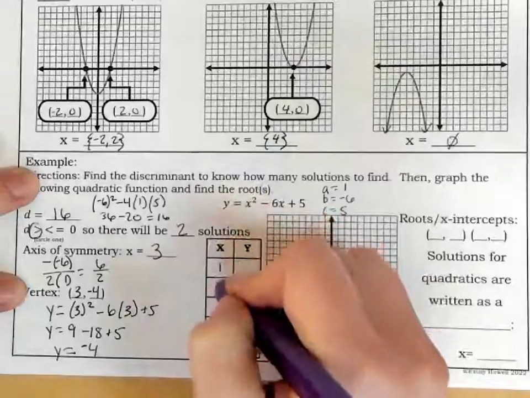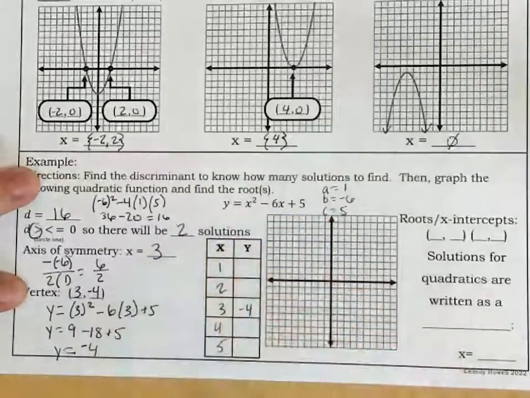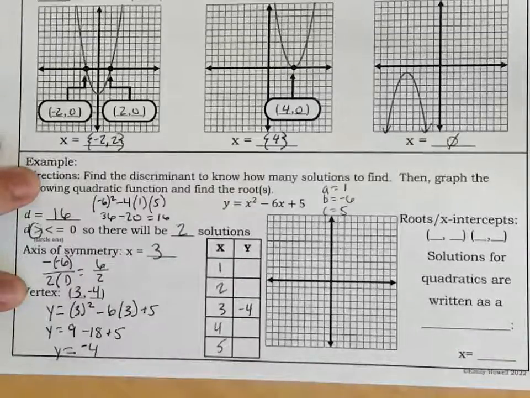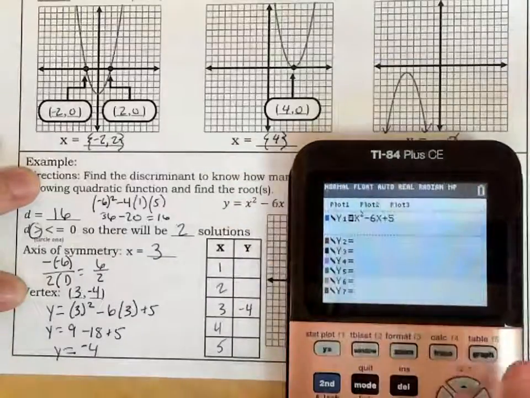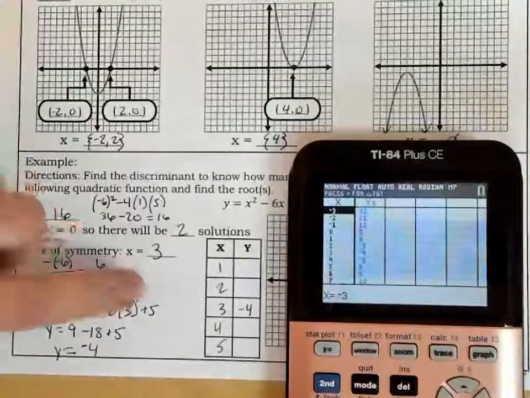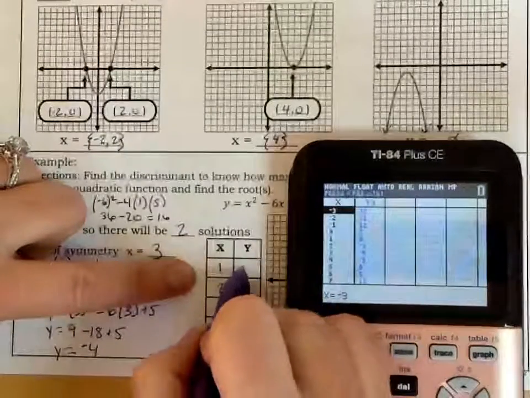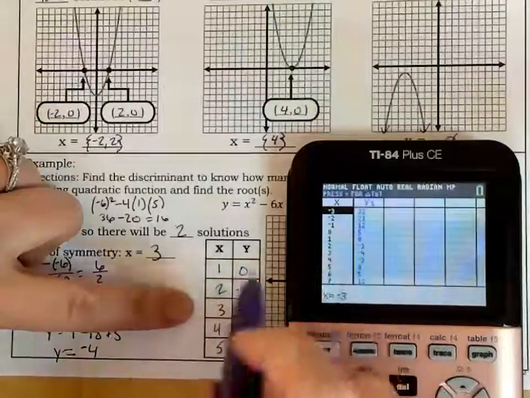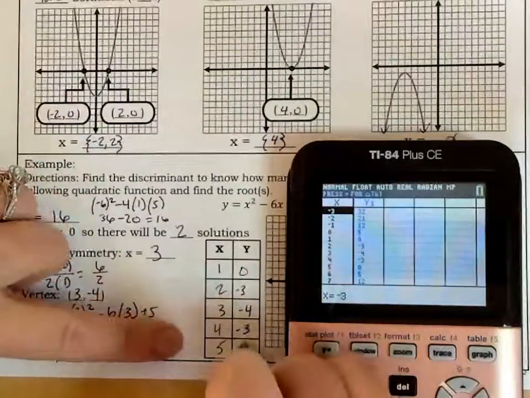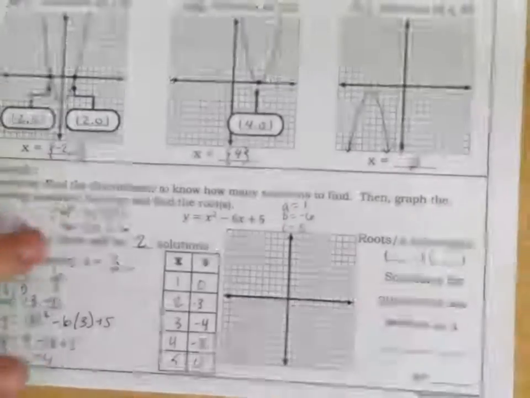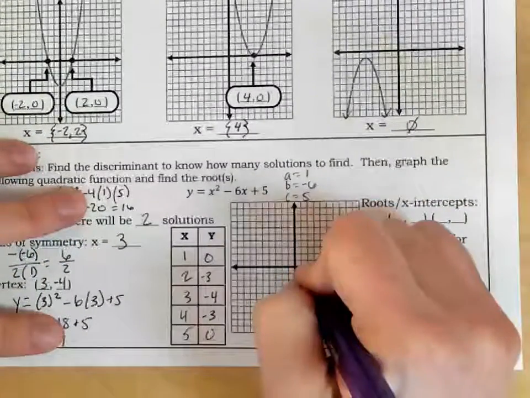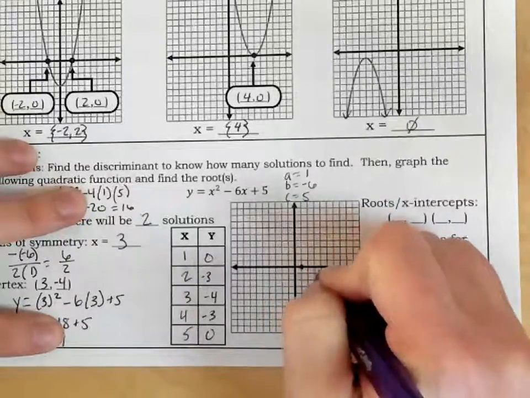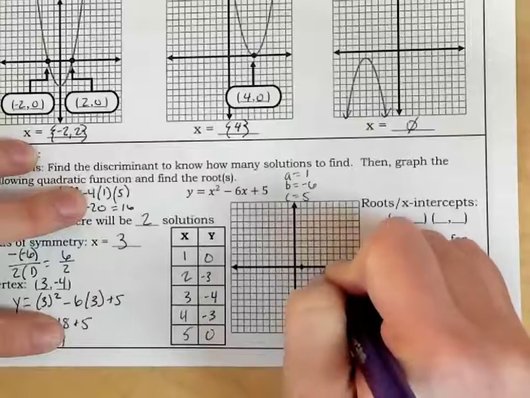The x values I need to look for are 1, 2, 3, 4, and 5. And I'm going to use my calculator here just to find the rest of those values. Once I plug that in, I'm going to go to the table, and I notice that 1 is 0, 2 is negative 3, 3 of course is negative 4, 4 is negative 3, and 5 is 0. So we're going to go ahead and plot those points. So I end up with 1, 0, 2, negative 3, 3, negative 4, 4, negative 3, and 5, 0.